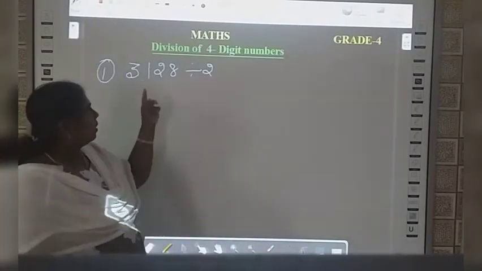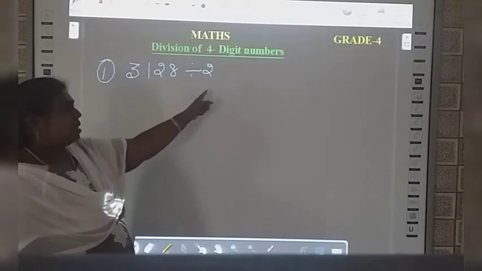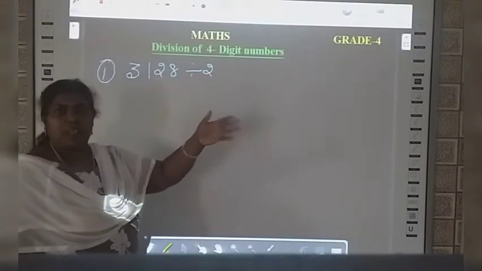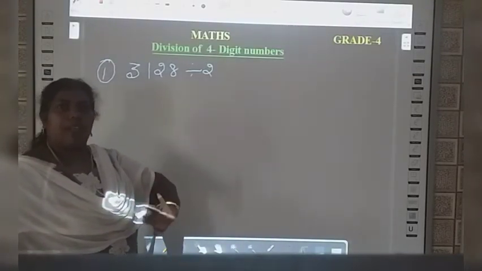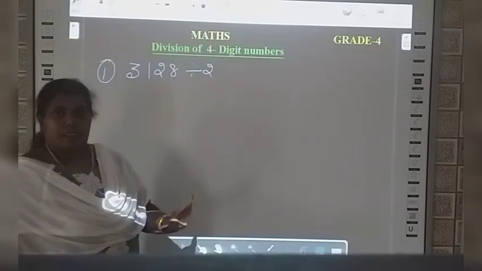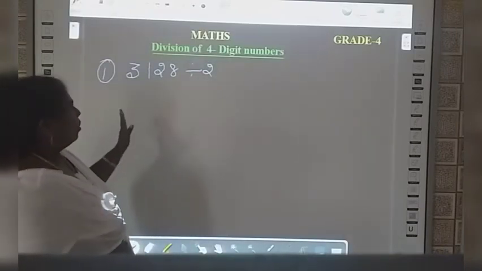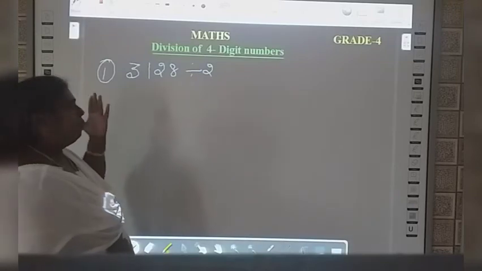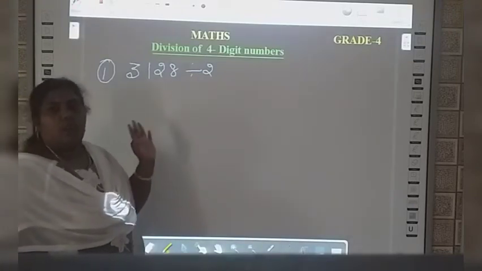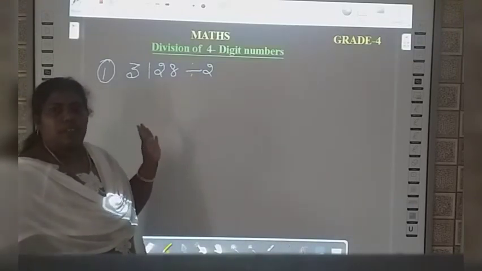Here you can see this is the dividend, the divisor, and the result is the quotient. Any leftover value is the remainder, isn't it? Now I am going to give an example using 4-digit numbers. Only a few questions.